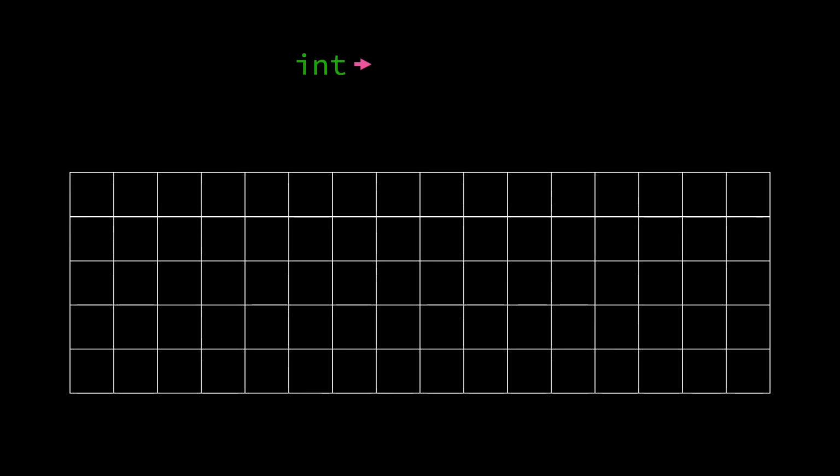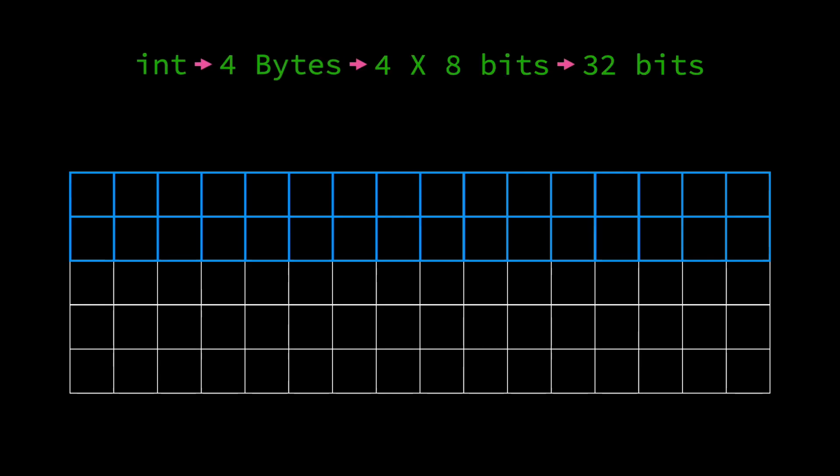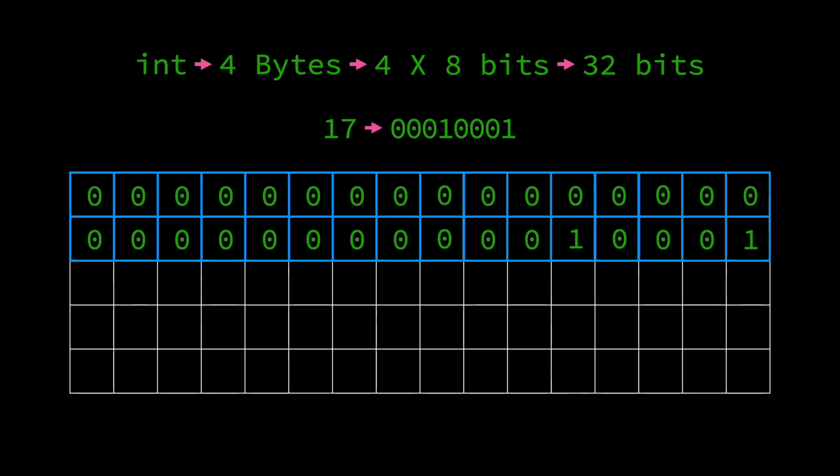In case of integer, its size is 4 bytes. So it will get continuous 4 bytes of memory. In total, 4 multiplied by 8 equals 32 bits or cells it will get. Let's say we have to store integer 17, which equals this binary. To store 17, we just need 5 bits, but we got 32 bits. So it will populate 5 bits and will set the value of the rest of the bits to 0.